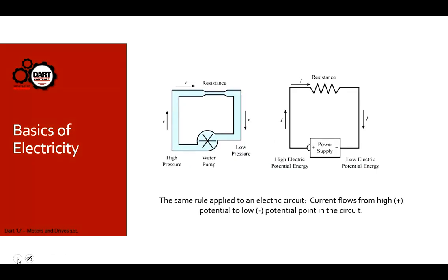So here's another view of the same concept. You can see here's a water pump. The water, when it's first coming out of the pump, has the highest pressure. When it flows through a restriction in the line, that's called resistance, and we have lower pressure on the output of that resistance. Same thing with a power supply. Power flows from positive to negative, or from high to low electric potential. That flow is measured in amperage, and it's determined by the amount of resistance there is.